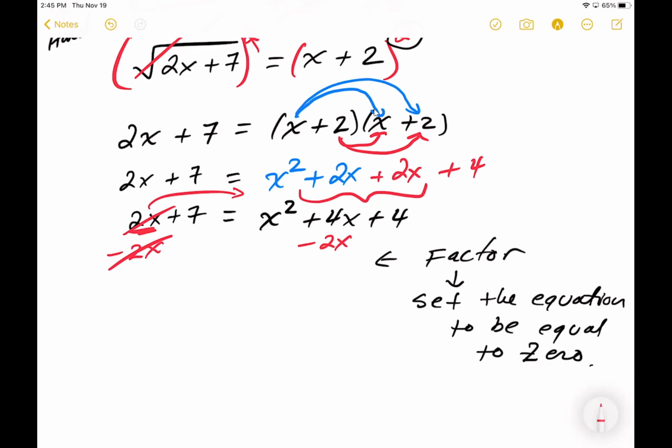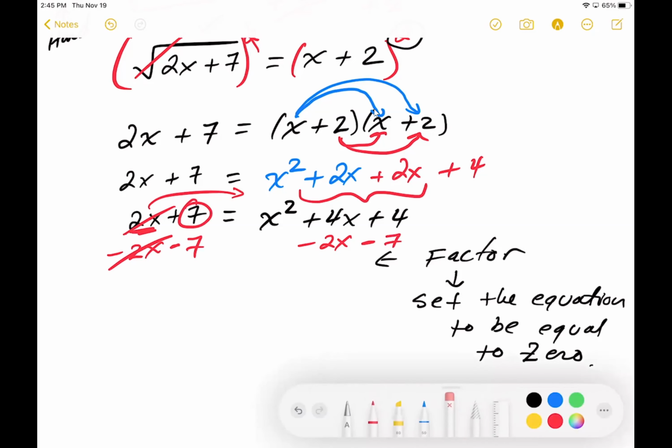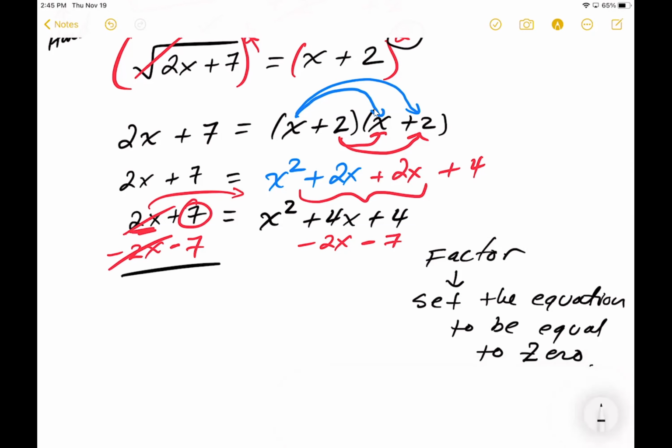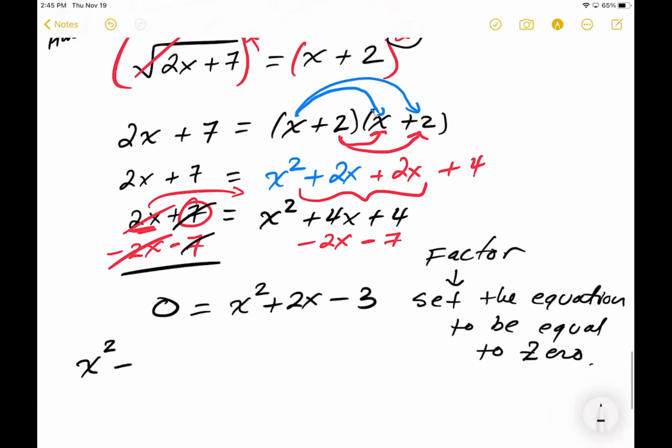So let me do that first, right? Let me do both of them. I need to move the 2x over, and to move the 7 over, I need to subtract 7. So as you can see, when I move it over, this is what I have. I have 0, because all of this cancels out. X squared; 4 minus 2 gives me 2 left. 4 minus 7 gives me a negative 3. So now we have x squared plus 2x minus 3 equal to 0.